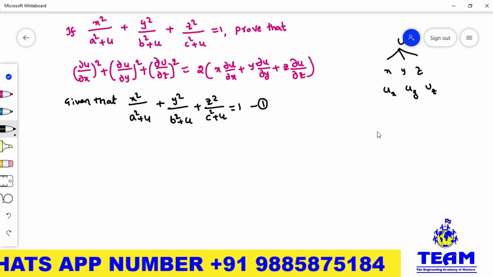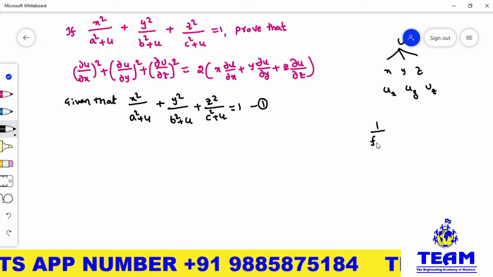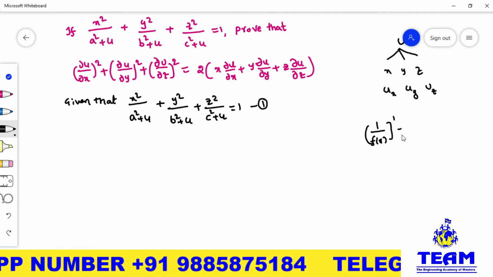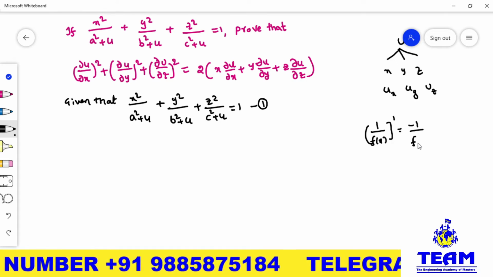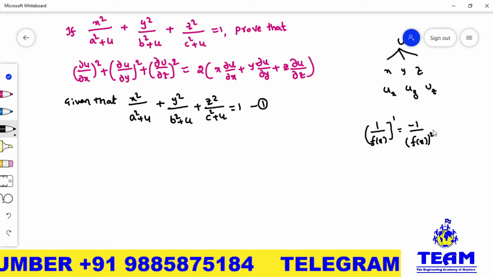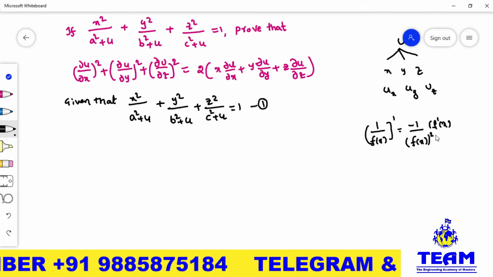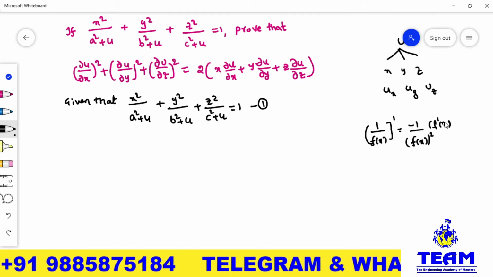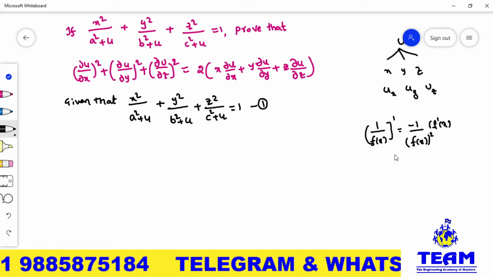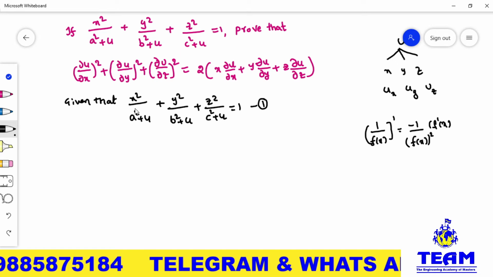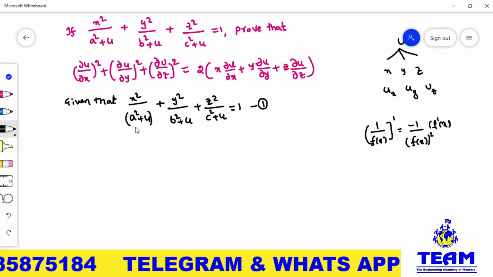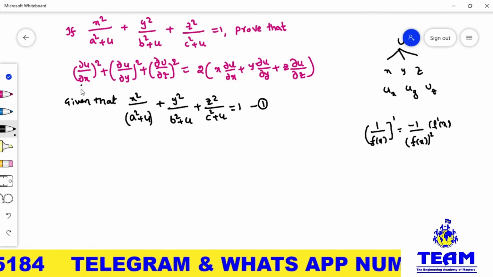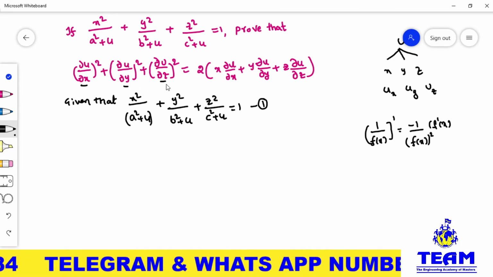Friends, I think you know this formula very well. Suppose 1/f(x) is there. The derivative of 1/f(x) with respect to x is minus 1/(f(x))² into the inner derivative f'(x). That is, the derivative of 1/bracket is minus 1/bracket² into the bracket derivative. Now here you have the numerator x² and the denominator a² + u. Here u is a function of x, y, z. We require to find ∂u/∂x, ∂u/∂y, ∂u/∂z.